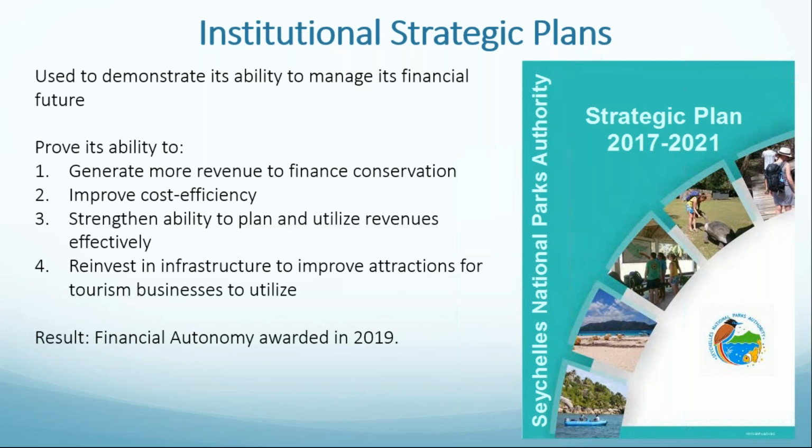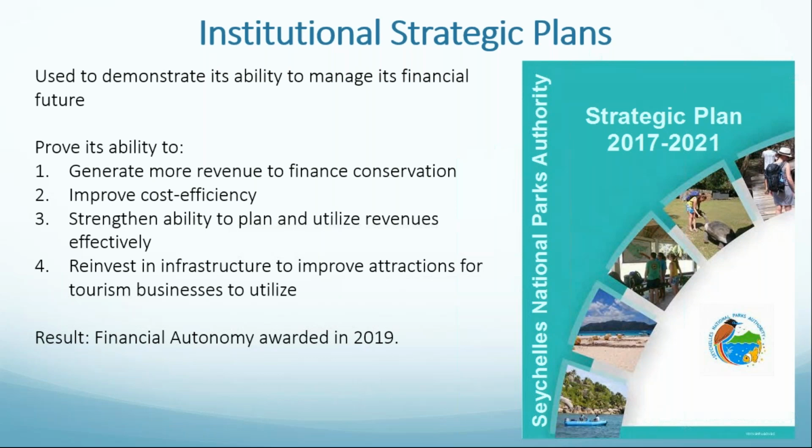They identified options to improve their cost efficiency and how they would put that in place, how they would be able to strengthen their ability to plan and utilize their revenues effectively by adjusting their organizational structure, putting a plan in place to build up the capacity of junior members through the system, as well as creating new business units within the organization, as well as how they could reinvest the retained revenue into infrastructure to improve the attractions for tourism businesses in the country.